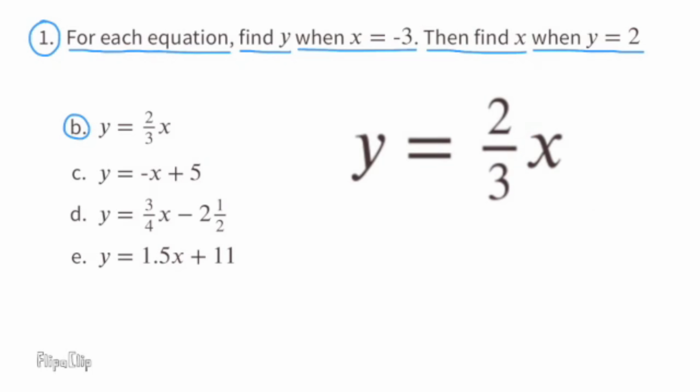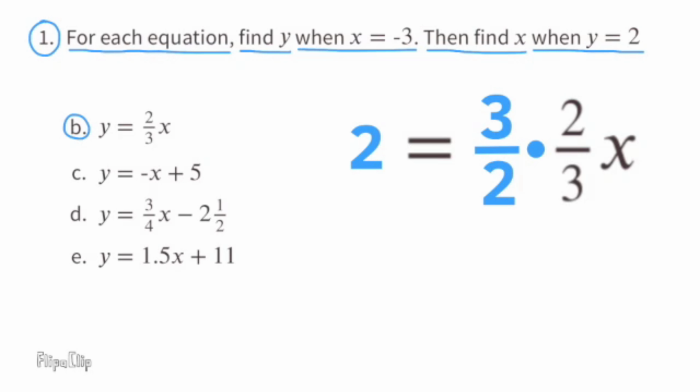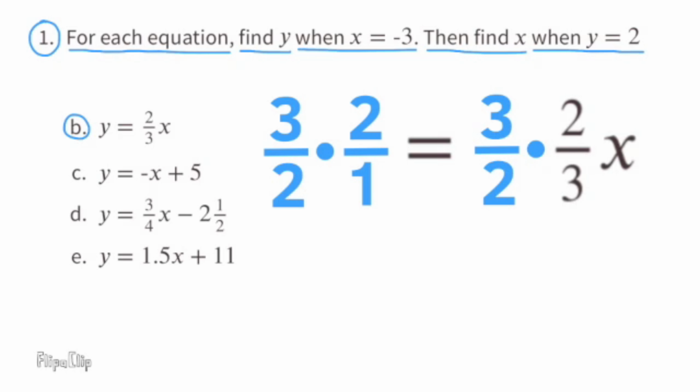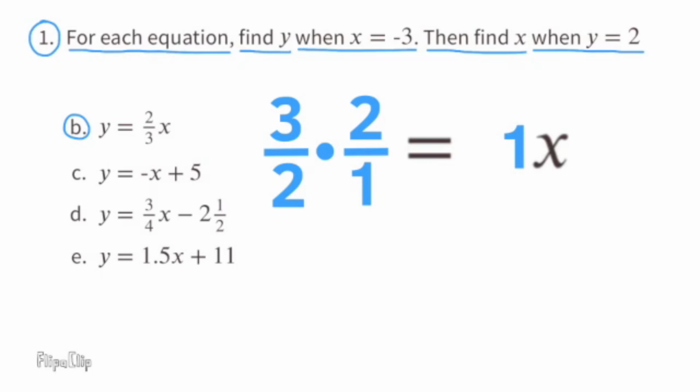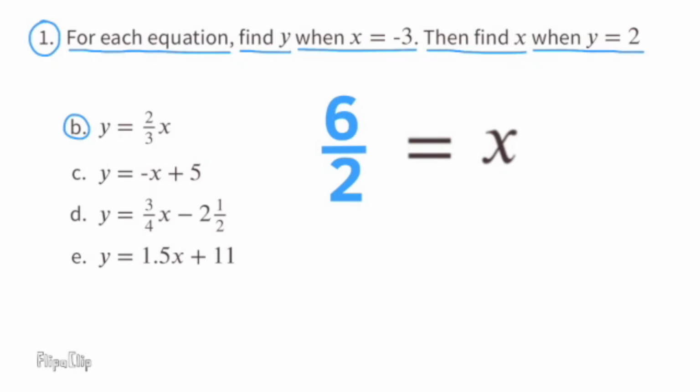Now we can substitute the y with a 2, and it reads 2 equals 2/3 times x. To get the x by itself, we need to multiply the 2/3 by its reciprocal, which is 3/2. And we'll have to multiply the 2 times 3/2. 3/2 times 2 is equivalent to 3/2 times 2 over 1. 3 times 2 is 6, and 2 times 3 is 6. So we have 6 over 6 times x, which is equivalent to 1x, or x. And 3 times 2 is 6, over 2 times 1 is 2, and we have 6 divided by 2, which is equal to 3. So x equals 3 when y equals 2.